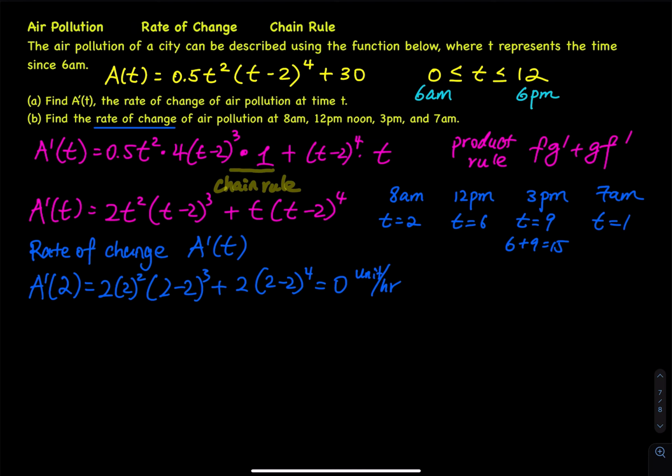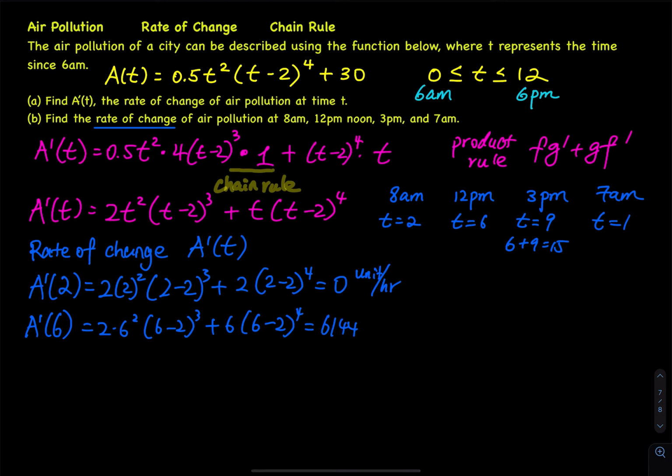So what happens when you plug in 6? When t equals 6, you have 2 times 6 squared, times 6 minus 2 to the third, plus 6 minus 2 to the fourth power. So this equals positive 6144. The unit is unit per hour. So what does that mean? That means the rate of change of air pollution is increasing at this number of units per hour.